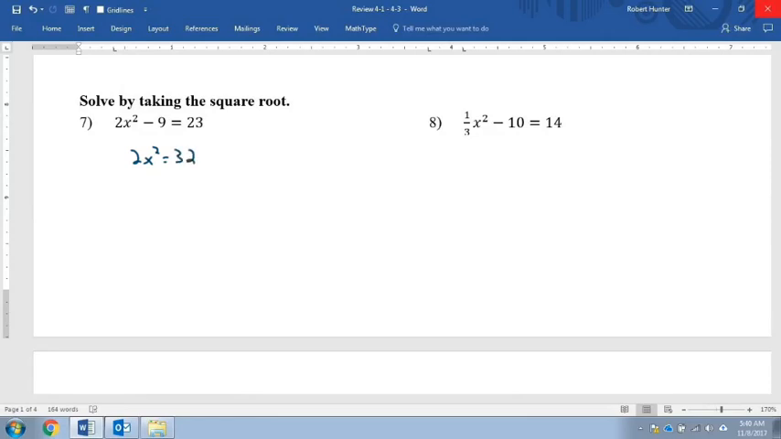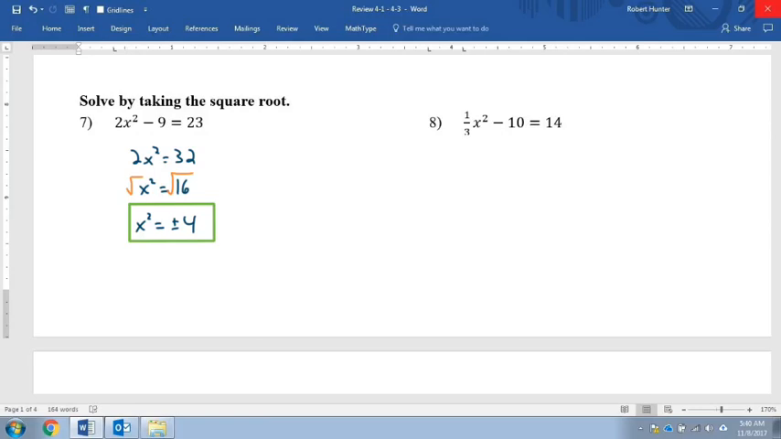Okay, divide by 2, x squared equals, is that right? 32? Yep, 32. 32 divided by 2 is 16. If I take the square root of both sides, I get x equals plus or minus 4. Easy peasy chicken greasy.